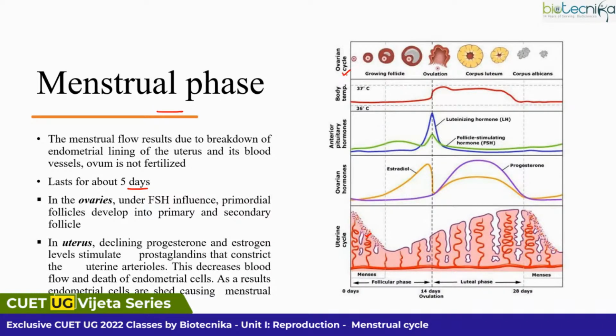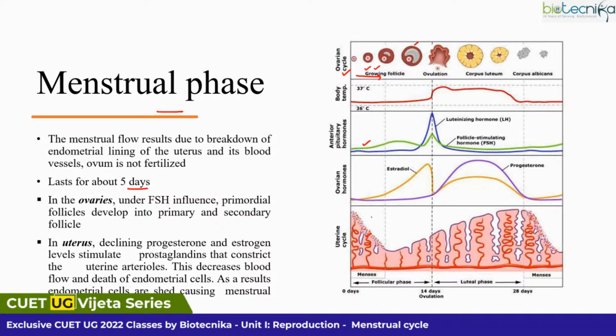While if you see in the ovary, under the influence of the FSH hormone, you can see the green line. This is the FSH or follicle stimulating hormone, which is released from the pituitary gland. Under the influence of FSH in the ovary, the follicles will start developing. Initially it is a primordial follicle, then primary follicle, secondary follicle, and then becomes Graafian follicle. The primordial follicles will develop into primary and secondary follicle stage.